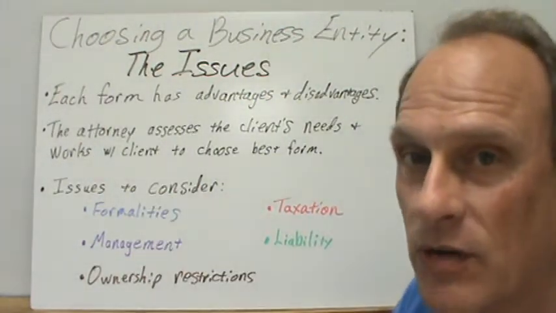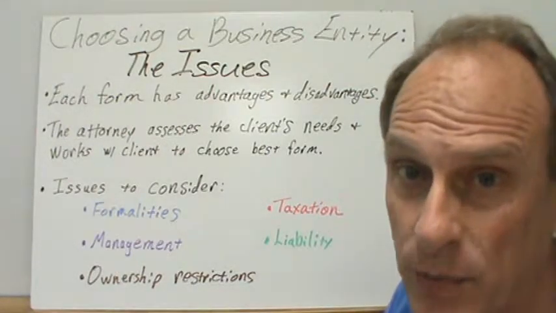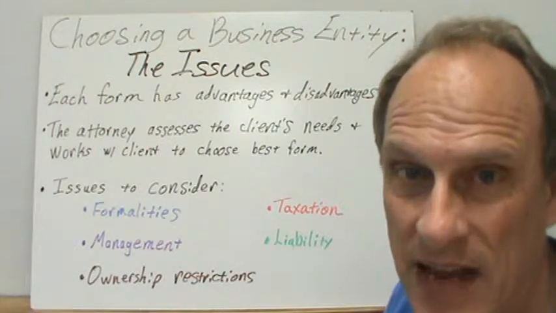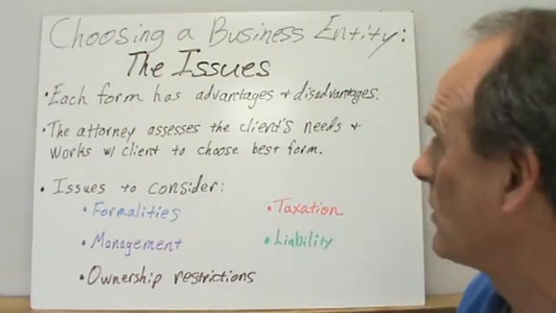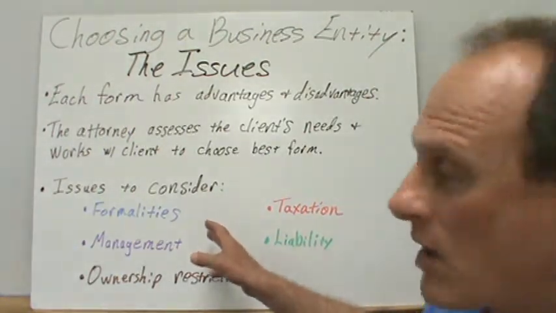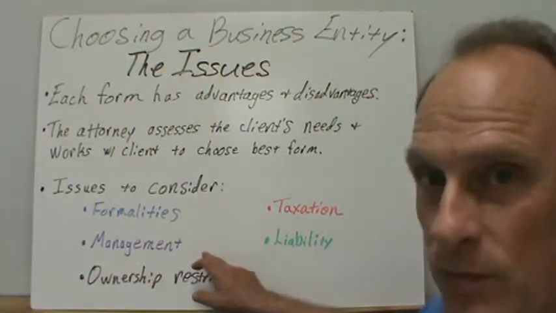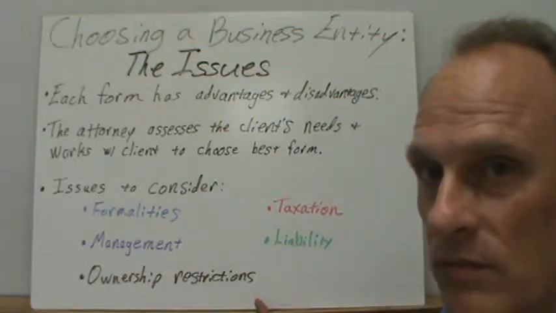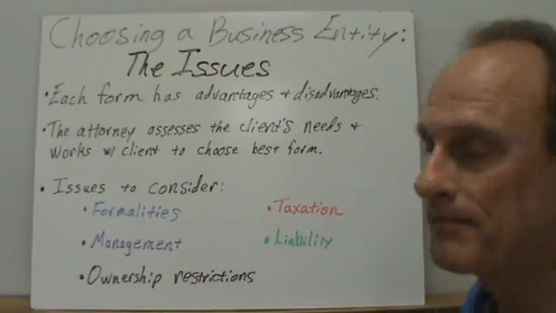Now, it's up to the attorney, working with the client, working with other experts like tax experts, to decide which of these entities would be the most advantageous to the client after talking to the client and determining the client's needs. Now, the issues that we consider are going to be the formalities involved, management, ownership restrictions, taxation, and liability.